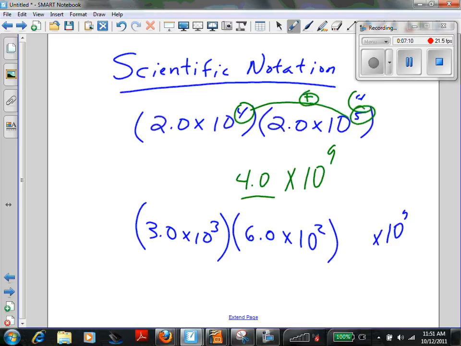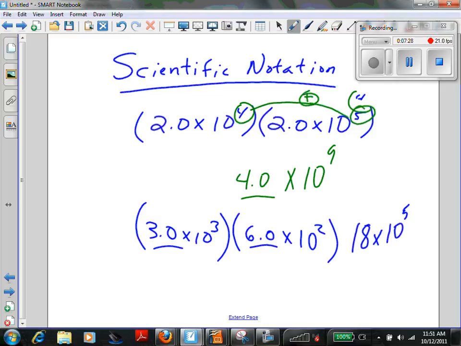Now I do the multiplication of the numbers up front. I have 3.0 times 6.0. That gets me 18. 18 times 10 to the 5th. It's not written correctly, but that's what you get.